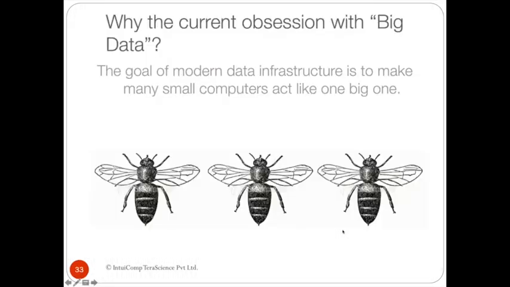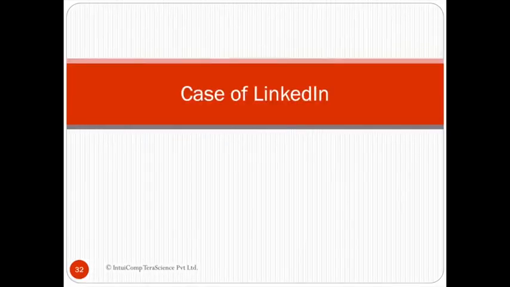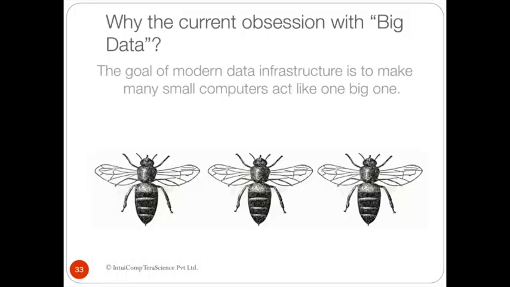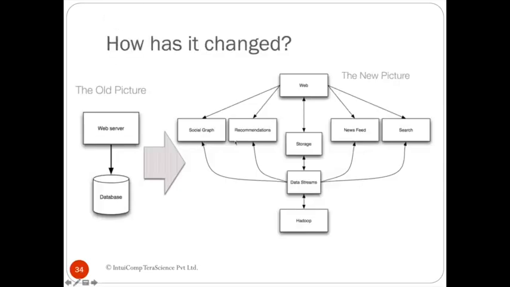Next, let's study the case of the LinkedIn big data explosion. What is the current obsession with big data? The goal of modern data infrastructure is to make many small computers act like one big one. How has it changed the old picture of web server and database? In the new picture, the web goes to social graph, recommendation, storage, data streams, news feed, search, and then data streams go to Hadoop.